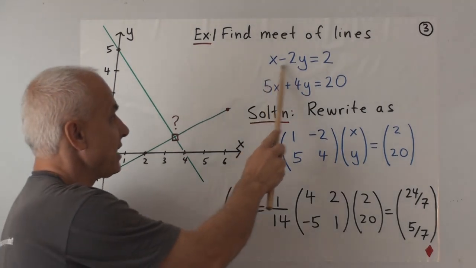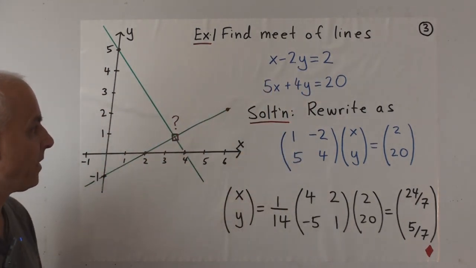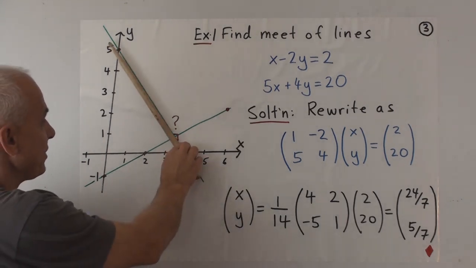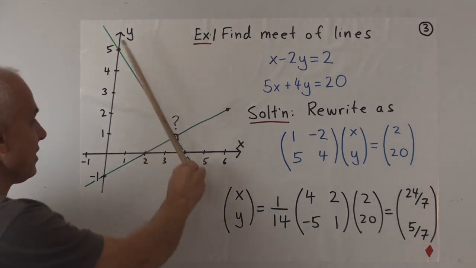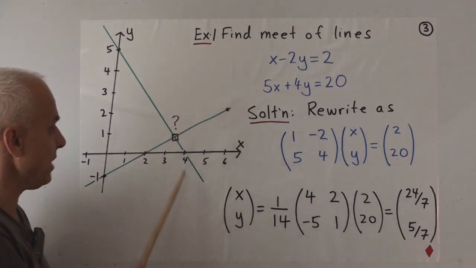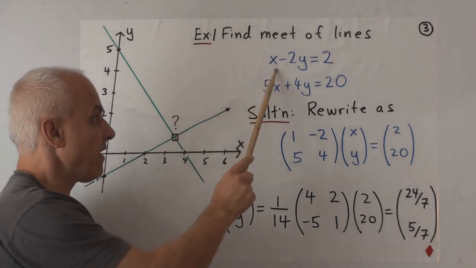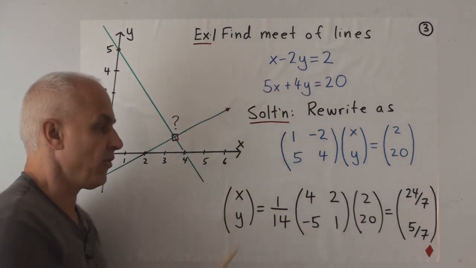So let's take the line x minus 2y equals 2, which is the line we've already been considering, and another line, 5x plus 4y equals 20, which is this line right here. We want to find where these two lines meet. In other words, we want to find the point (x, y) which satisfies both this equation and this equation.